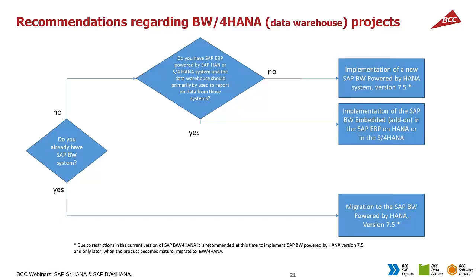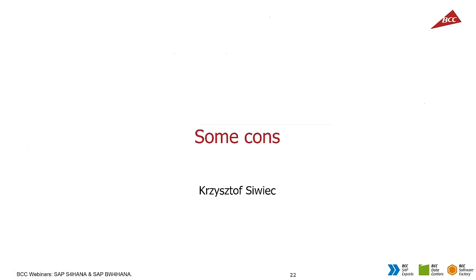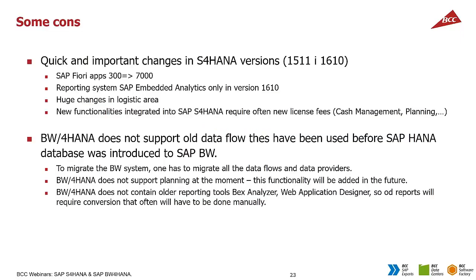system. So inside the S/4HANA system, inside the ERP system, there is also an add-on of BW, so you can use it. And yes, if it's not enough, you can use a BW powered by SAP HANA version 7.5 or bigger. Are there some cons against migration?